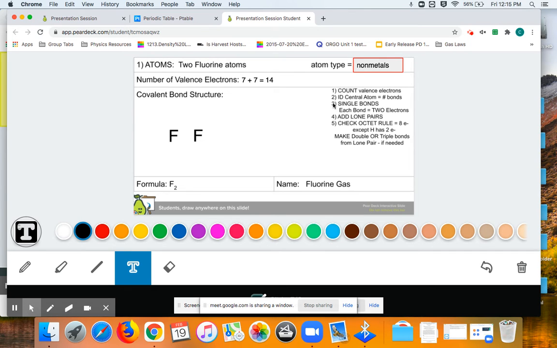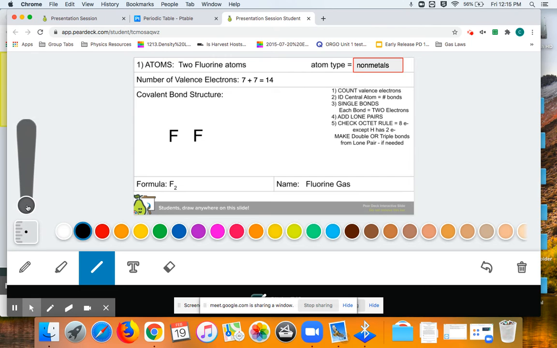And then step 3 is drawing single bonds. So you just draw a single bond between whatever atoms you have in order to connect them, because that is how these things are bonded together. So I'm going to draw a line, make it as straight as you can. If it's not, that's all right too. So I have a single bond that is connecting my F's. That was step 3. Step 4 is add your lone pairs.